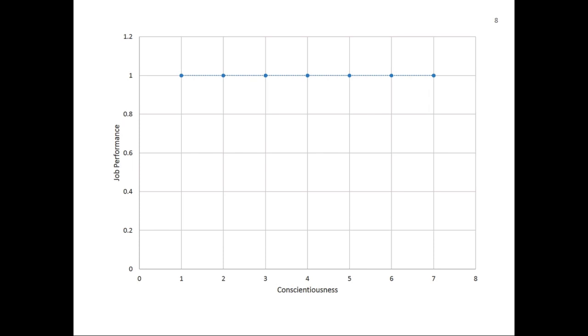So what would we say about that? What type of correlation would that be? You might have guessed it. We would say that there's no relationship there. There is no relationship between the two, because no matter what conscientiousness is, no matter whether it's 1, 2, 3, 4, 5, 6, or 7, job performance is always 1. So we would say there's no relationship between conscientiousness and job performance.